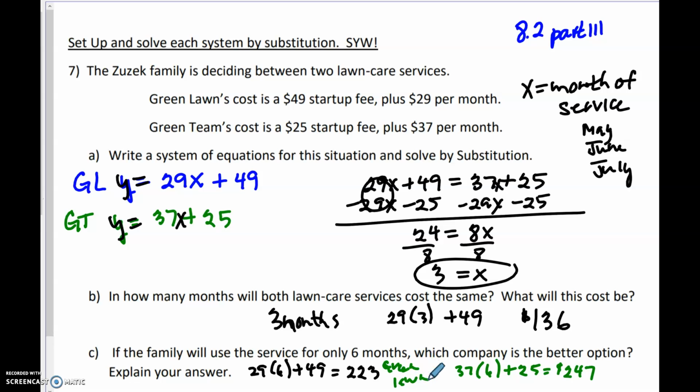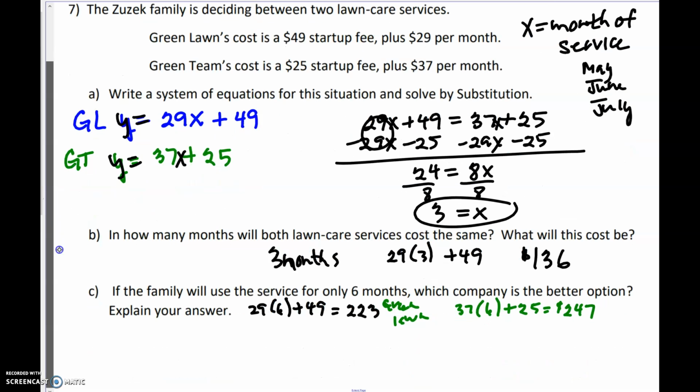Now, if you went less than 3 months and only went 2 months, then green team's going to be better. So if you only want them to come twice, maybe at the beginning of the year in April and at the end of the year in September, season I should say, then you would want to go with green team. But if you're going with 6, green lawn is going to be your best option.